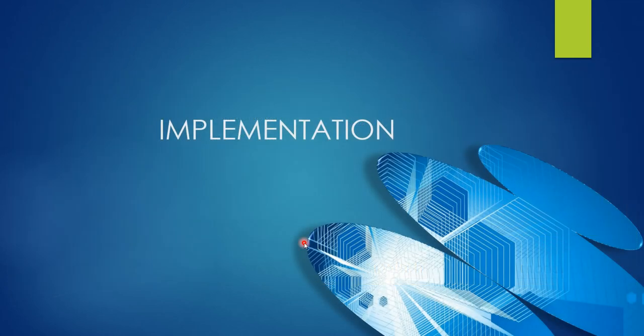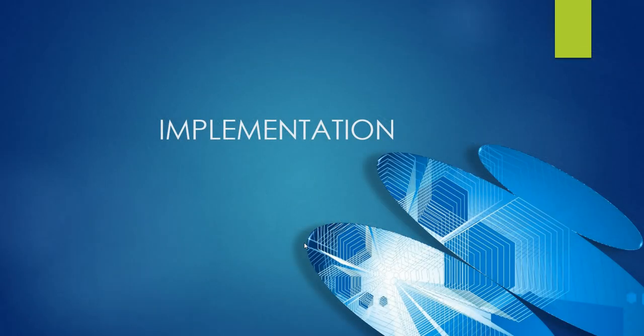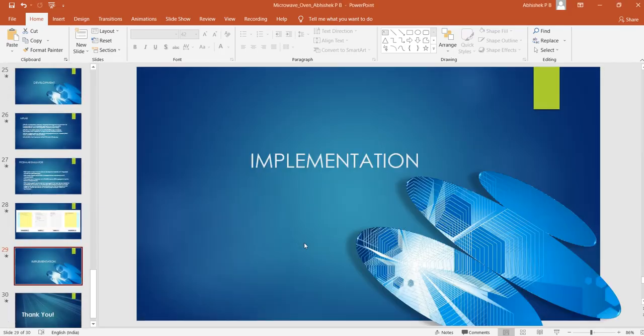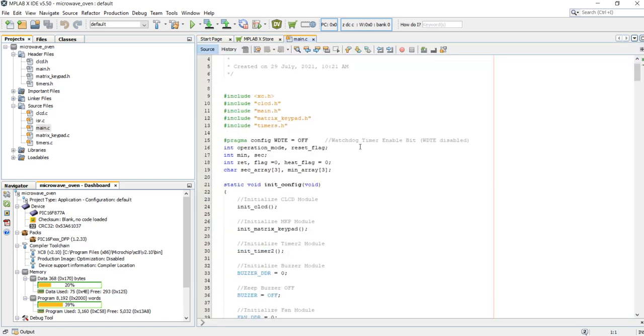And now I'm going with the implementation. I'm closing the PPT so that I can show you the implementation of the project. And this is the MPLab IDE, and this is the code. Here in the source files we have the ISR, main.c, matrix keypad.c, timer, all the C files for the peripherals, and the main file. And in the header files we have all the hex files loaded. And this is the basic code.